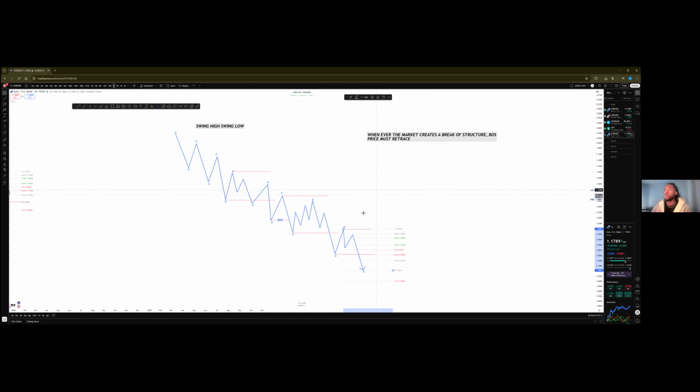These are how you mark your swing positions. As you can see, high, low, lower high, lower low, lower high, lower low, lower high. You find the lowest point.